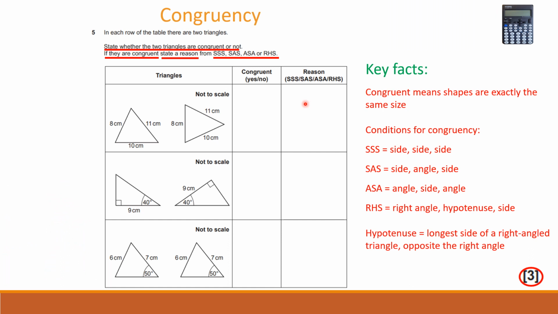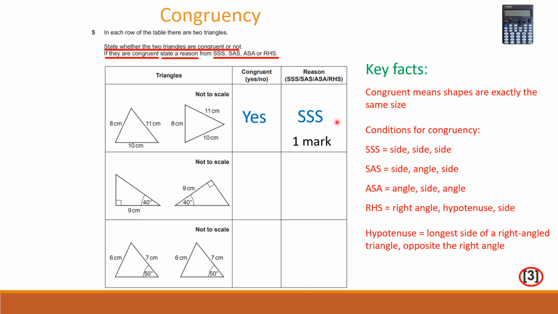Well done guys, hopefully you've managed to look at these triangles and decide which ones they are. So you can see I've got an 8 here, an 8, a 10, a 10, 11 and 11. So you should have written SSS, they are congruent, for 1 mark. So these 2 triangles are congruent because they're exactly the same shape, so it's SSS.